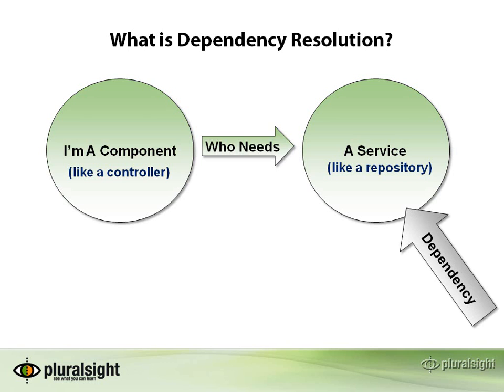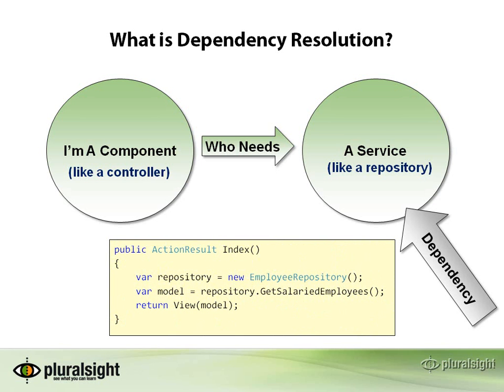The service is known as a dependency because our controller in this example would have a dependency on that repository to do work, and it needs to obtain a reference to that dependency somehow. So one way to obtain that dependency would be to directly instantiate it in code. I can say new employee repository. But there are a few drawbacks to this approach because now I've tightly coupled my component to that particular service.